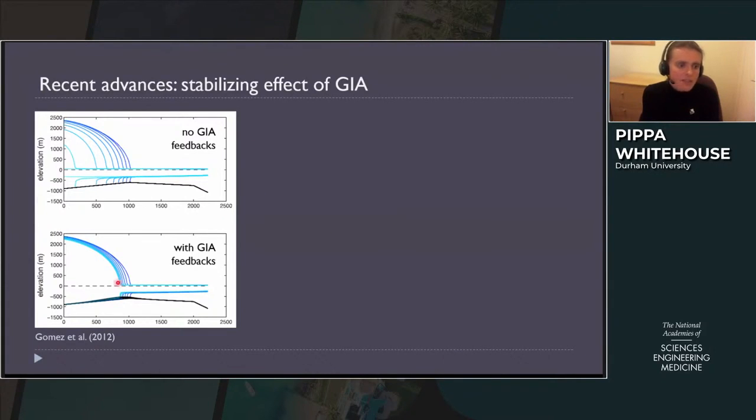This was the first and still the neatest representation of this process, work by Natalia Gomez. In the top image, she has not implemented any GIA feedbacks. And in the bottom one, we do have this rebound process of the solid Earth and the slight decrease in the height of the sea surface. And you can see going from dark blue to light blue in the upper picture, we have runaway retreat, and in the lower picture, that retreat is stabilized.